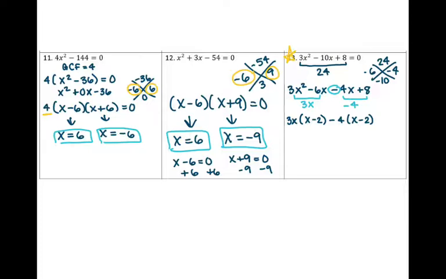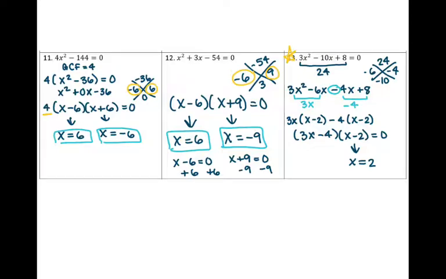Now I can go ahead and get to my double bubbles. So 3x minus 4 and x minus 2 equals 0. This one is going to give me an answer of x equals 2. I can go ahead and do the opposite for that since there's no number in front of x.